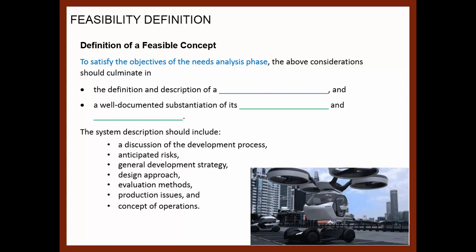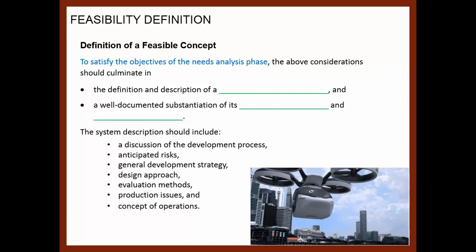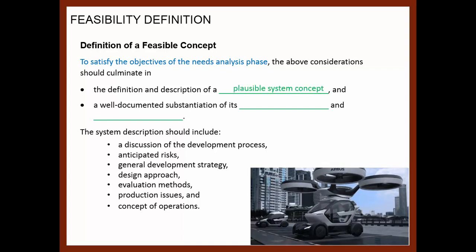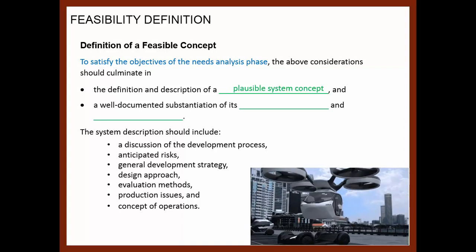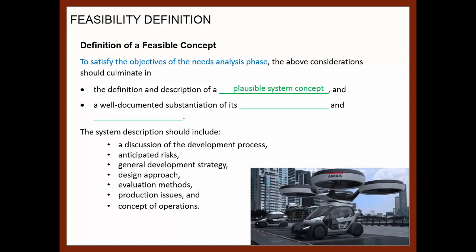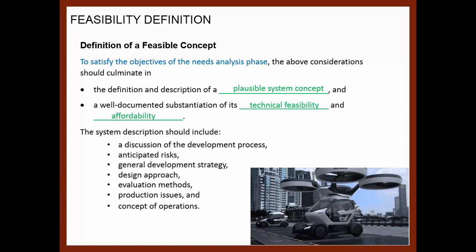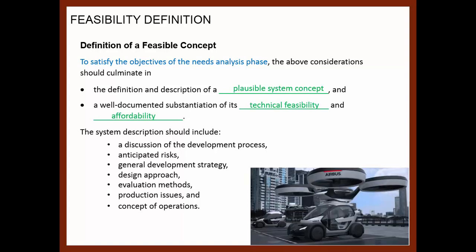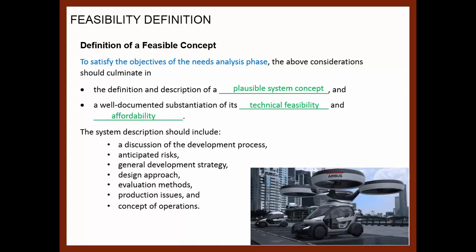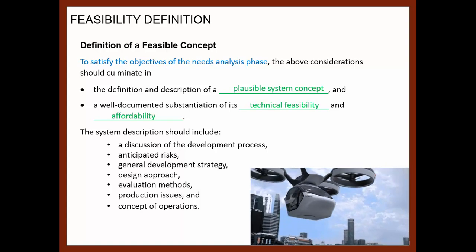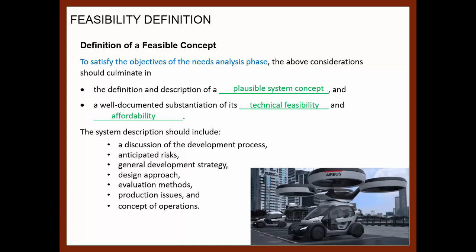Definition of a feasible concept. To satisfy the objectives of the needs analysis phase, the above considerations should culminate in the definition and description of a plausible system concept and a well-documented substantiation of its technical feasibility and affordability. The system description should include a discussion of the development process, anticipated risk, general development strategy, design approach, evaluation methods, production issues, and concept of operations.